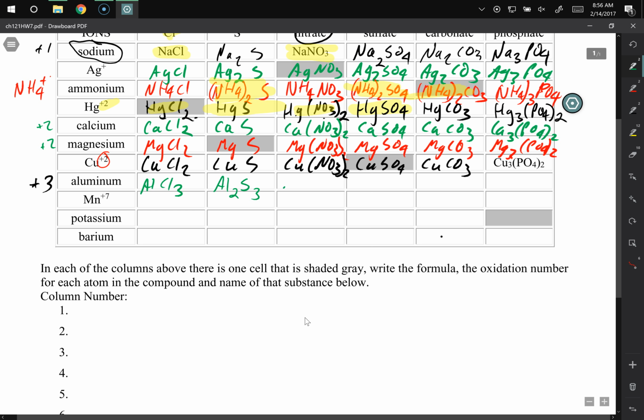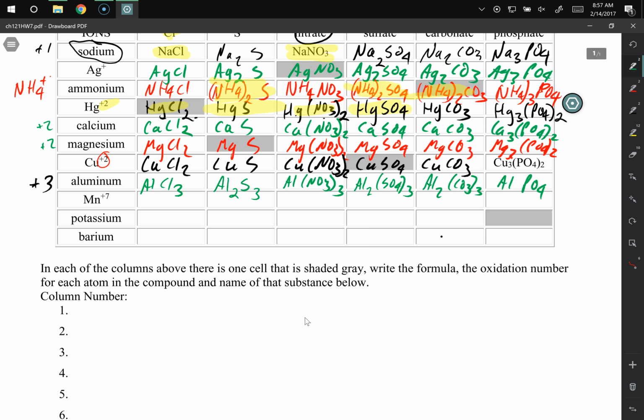Okay, so then I've got Al and then (NO3)3, then Al2(SO4)3, and Al2(CO3)3, and then AlPO4. Why do I need just one aluminum and one phosphate? Plus 3 cancels out the minus 3 straight away, so I don't need to do any finagling with the ratios.